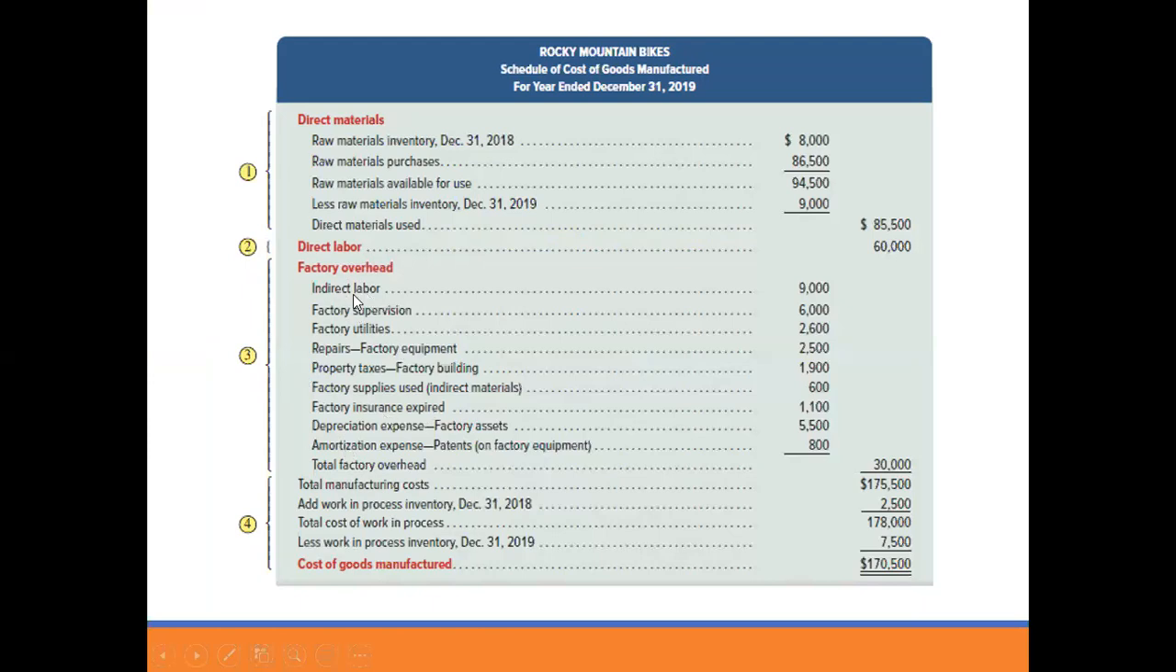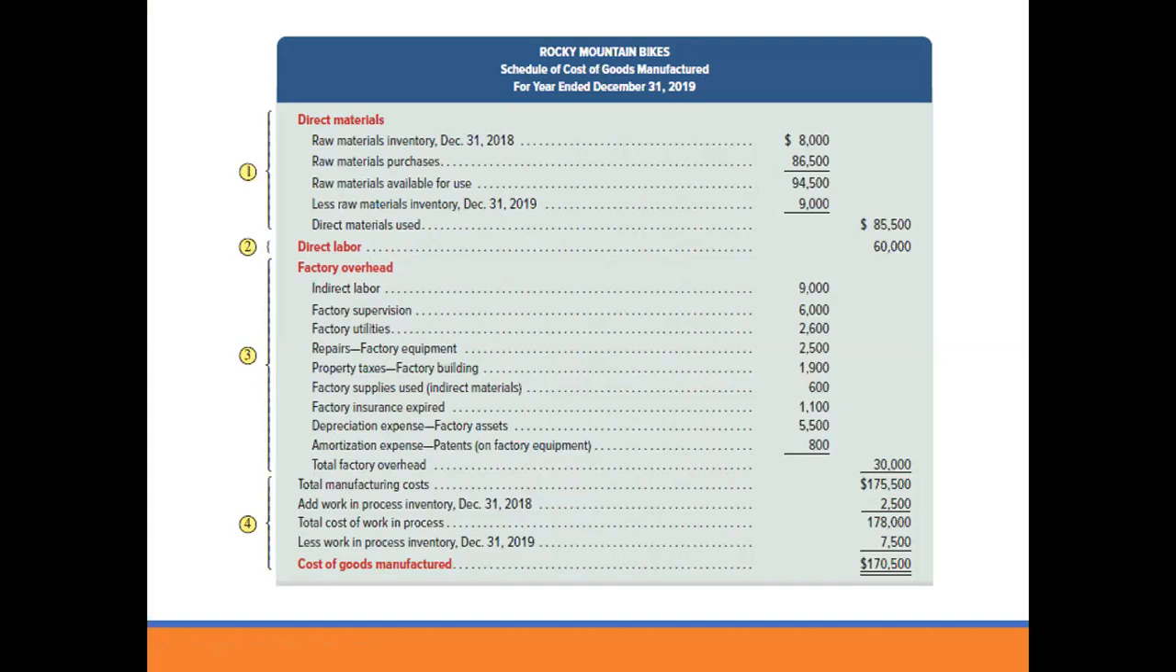So indirect labor, factory supervisor, factory utilities, repairs, factory equipment, property taxes on factory, factory supplies used, factory insurance, depreciation expense, amortization expense. So again, if it's not a material and it's not labor, it falls into that factory overhead bucket, right? So we add these three together. That gives us our total manufacturing cost for that period.